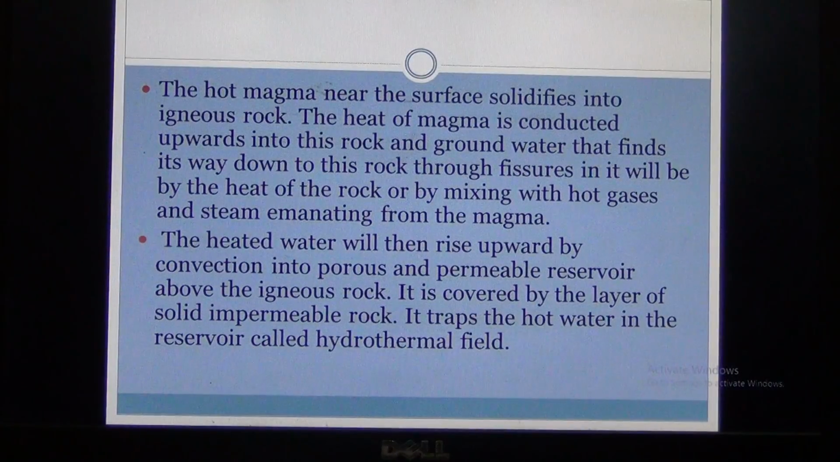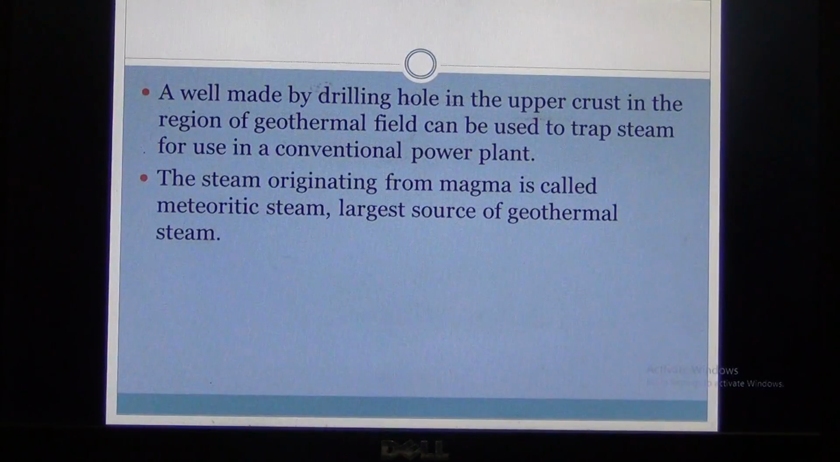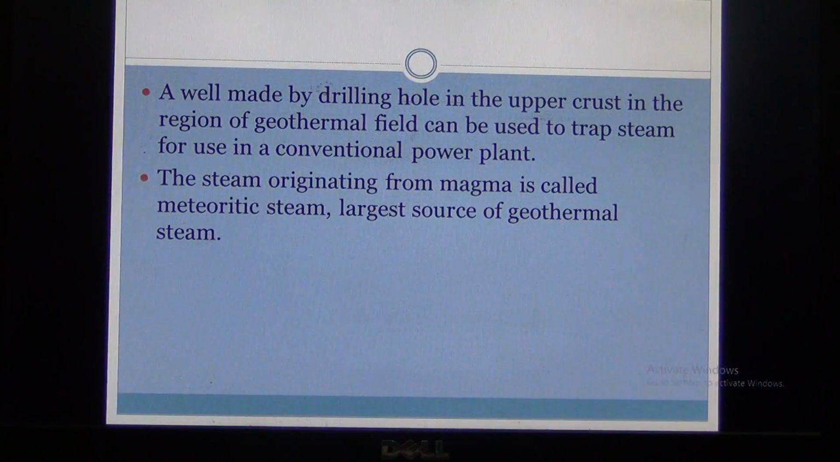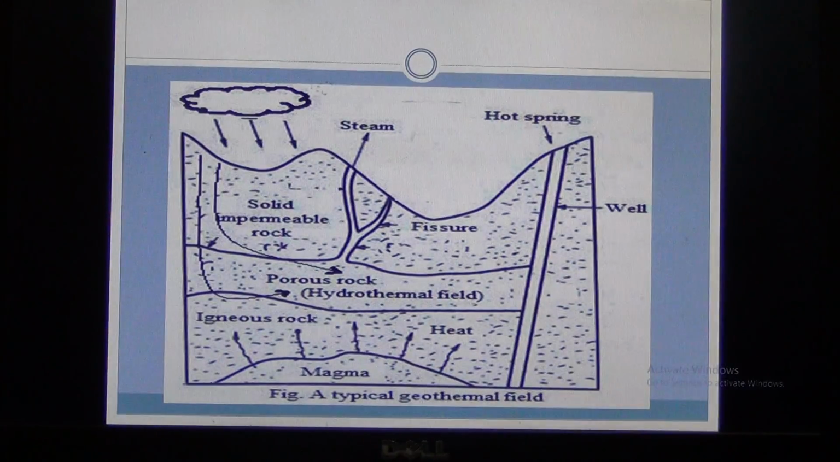It means that the magma which is erupted holds the heat, and it is the main source of energy which we get from the geothermal sites. The well made by drilling holes in the upper crust in the region of a geothermal field can be used to trap steam for use in a conventional power plant. The steam originating from magma is called meteoritic steam, the largest source of geothermal steam.